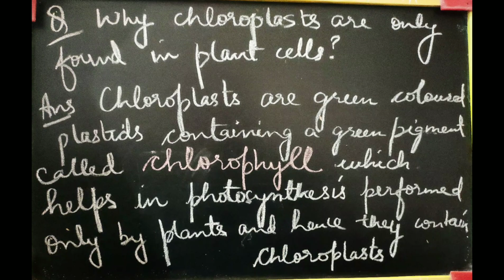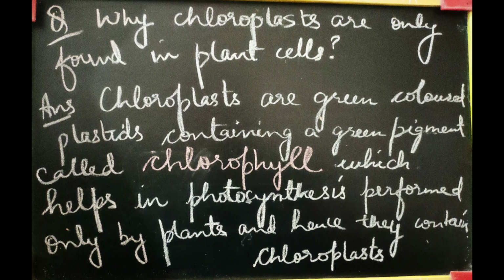Let us now try to answer this question, which says why chloroplasts are only found in plant cells. We know that there is a green color pigment in plants, specifically in the leaves, called chlorophyll, which helps them in the process of photosynthesis. So we'll answer this question based on this fact only.